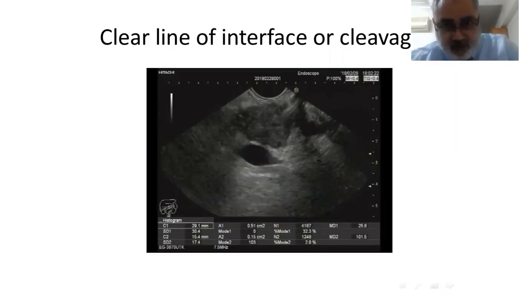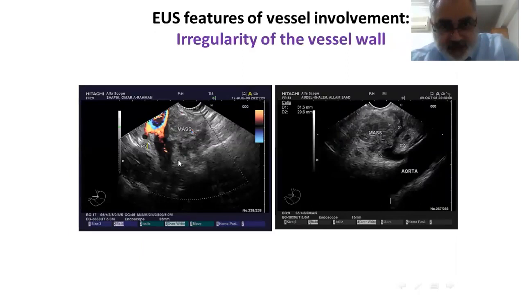But when we see these pictures, this is the portal vein and this is a pancreatic head mass, the line of interface is lost and becomes interrupted. And here there is part of the mass pushing or extending inside the portal vein. So here there is loss of the interface between the mass and the vessel. So this vessel is involved.